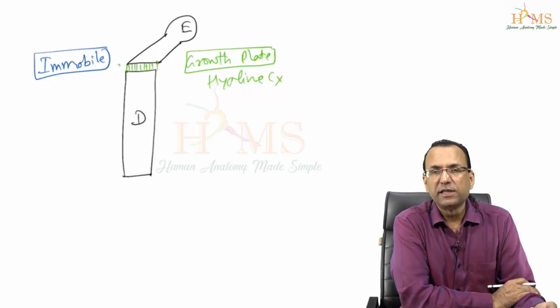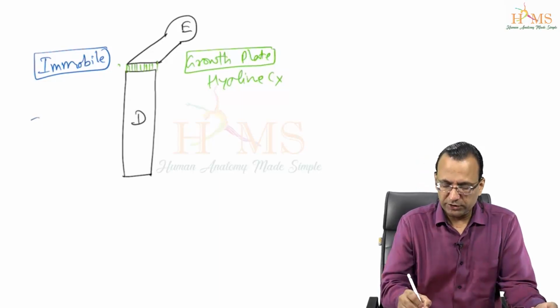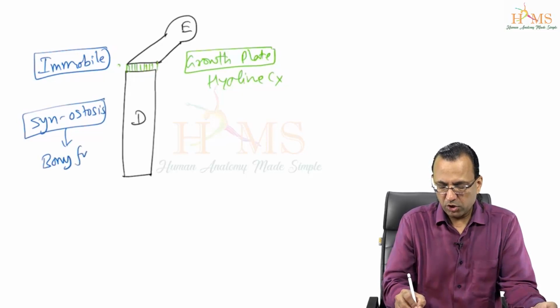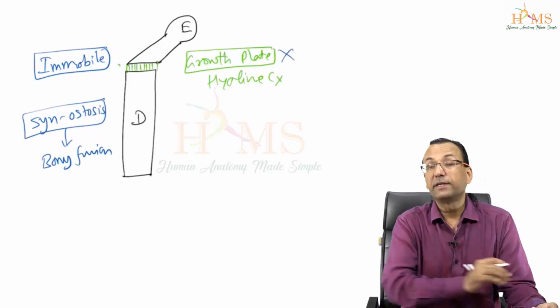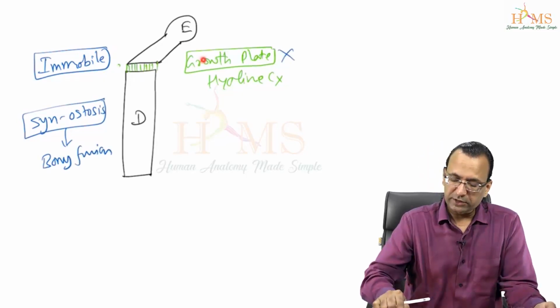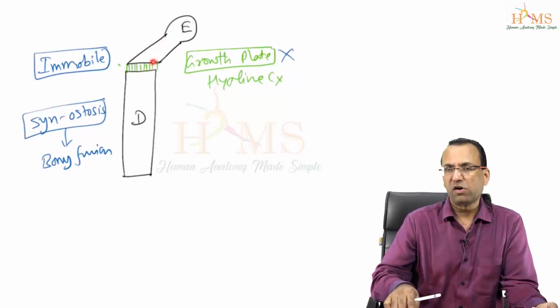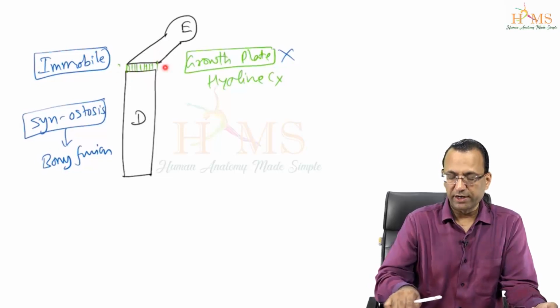Later in the adult, they will be fused to become synostosis. What is synostosis? That is bony fusion. When will there be bony fusion? When you have disappearance of growth plate. So, when the growth plate disappears, there will be bony fusion, and synchondrosis will change into synostosis because the cartilage will disappear.